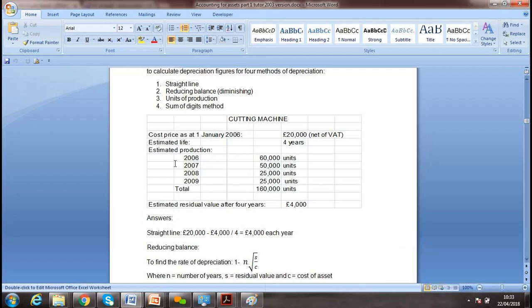So we paid for a machine, the cost of the machine, 20,000. And how much is the estimated life of the machine? 4 years. And the estimated production each year is given, different for each year. At the end of the 4th year, how much can we recover as the scrap value of the machine? £4,000. So how much do we need to depreciate? 16,000, we need to depreciate our machine here.